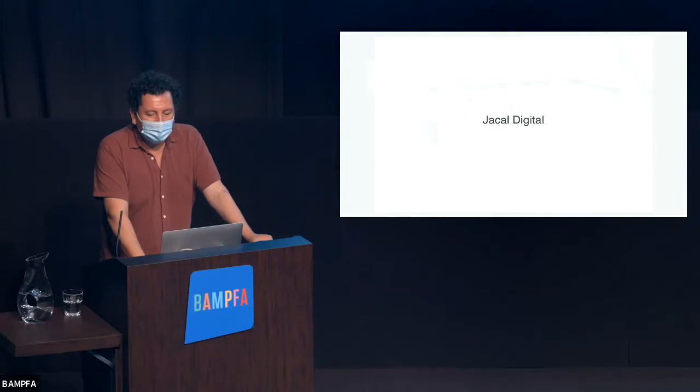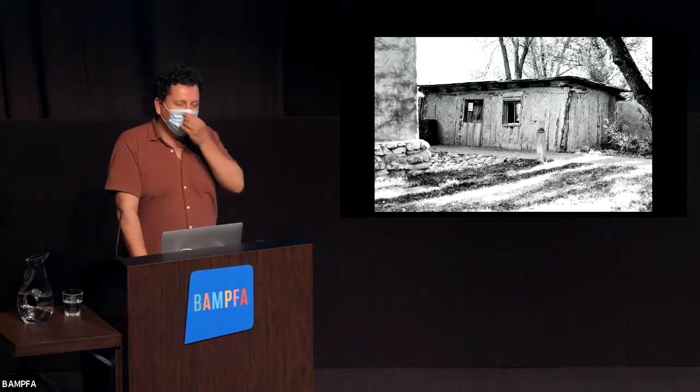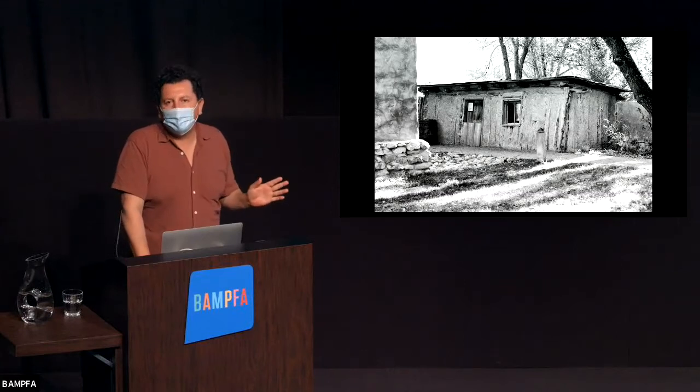Something called Hakal Digital, which looks at this traditional way of building, which is called a wattle and daub, where you have woven branches or sticks and then it's plastered with mud. This is a way of building around the world. London looked like this until the 1600s.